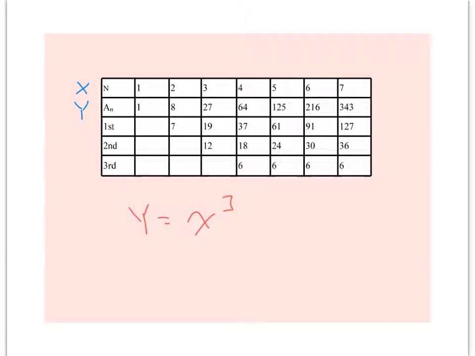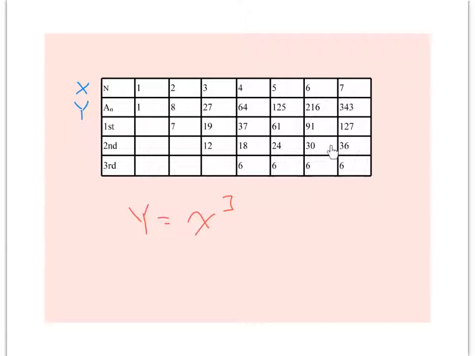My second differences are going to be my differences of my first differences. So 19 minus 7 is 12. 37 minus 19 is 18. 61 minus 37 is 24. 91 minus 61 is 30, etc., etc. These are my second differences.